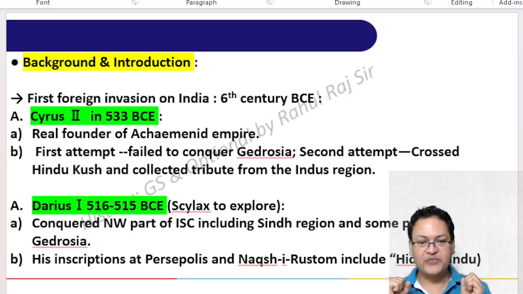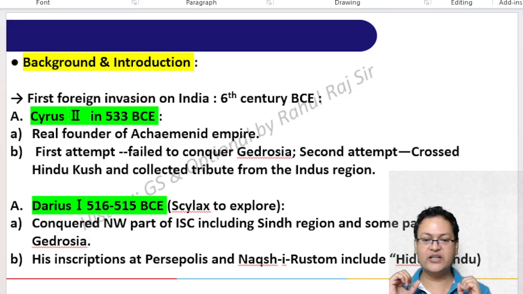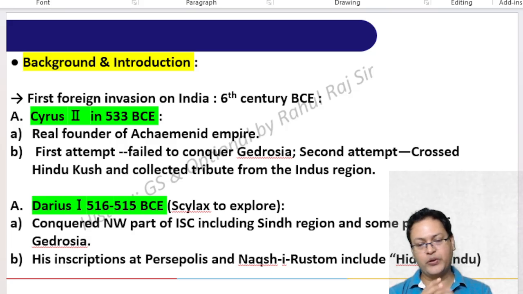Let's discuss this issue. The reasons: one, he was a very ambitious ruler. He had conquered large parts of West Asia and Central Asia, so eastward expansion was quite logical. Second, this Punjab region, Indian and Pakistani both, is a fertile region, so any ambitious ruler will think of invading this area. And thirdly, there was no strong kingdom or empire in the northwestern part of the Indian subcontinent. These were some reasons which inspired Cyrus to invade India.